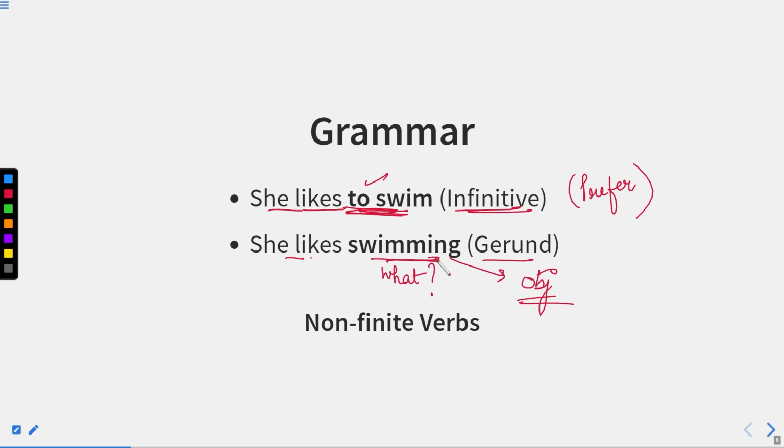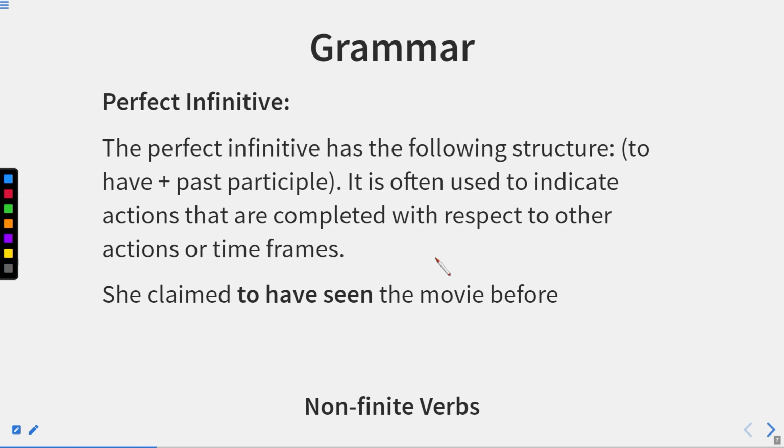But here it shows that it is her hobby. It is her passion. So to swim is an option for her, and swimming is a hobby for her. This is the basic difference between infinitive and gerunds. Now let us move to the next one. We'll discuss perfect infinitive now.